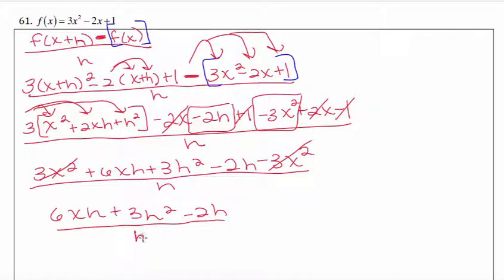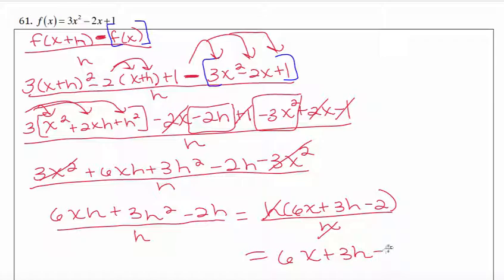And then we're going to factor out an h in my numerator because each one of those terms has an h in it. And I get h times 6x plus 3h minus 2 all over h. And the h's will cancel. And my final answer is 6x plus 3h minus 2.